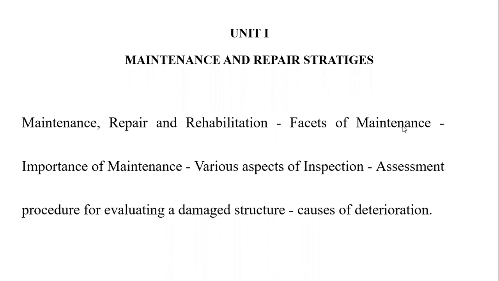So chapter one is Maintenance and Repair Strategies. It includes the following topics: maintenance, repair and rehabilitation, facets of maintenance, importance of maintenance, various aspects of inspection, assessment procedure for evaluating a damaged structure, and causes of deterioration. So these are the topics involved in this first chapter.